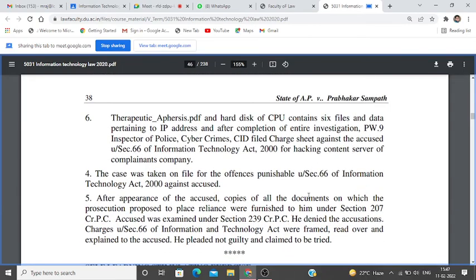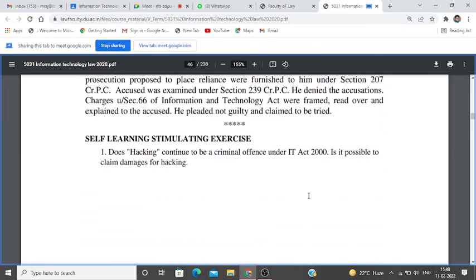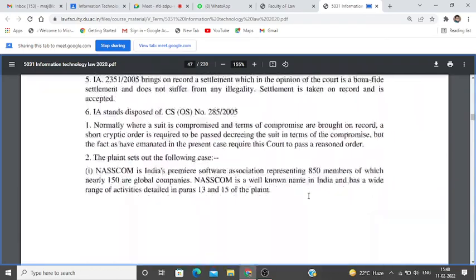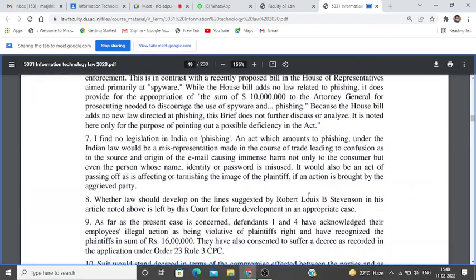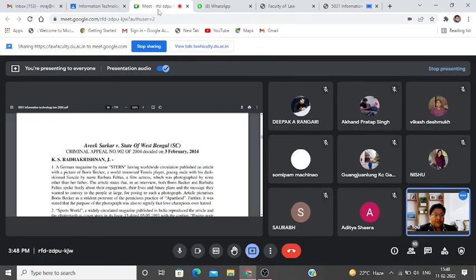The title of this picture, because Boris Becker was a white-skinned person and Barbara Feltus was a black-skinned woman. So there was this practice of apartheid against black persons, and this picture was showing how intimate a relationship Mr. Boris Becker had with Barbara Feltus. Two persons with different skin colors can also have an intimate relationship and can be very happy.